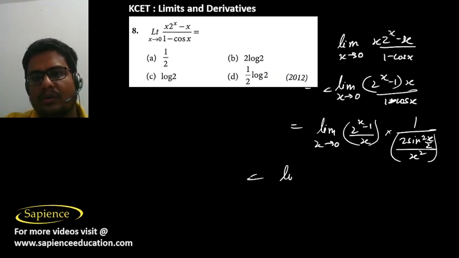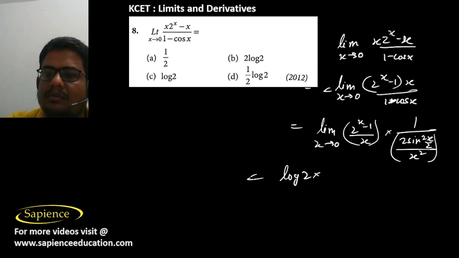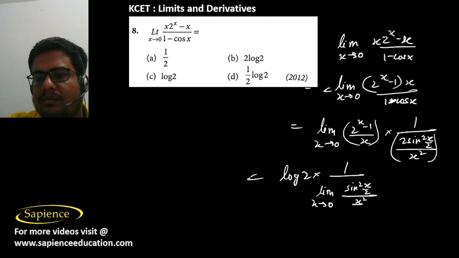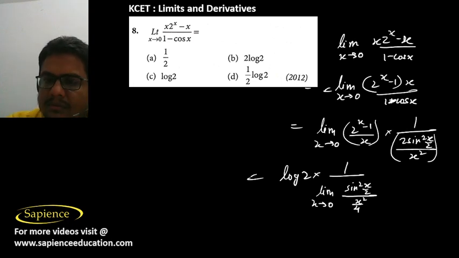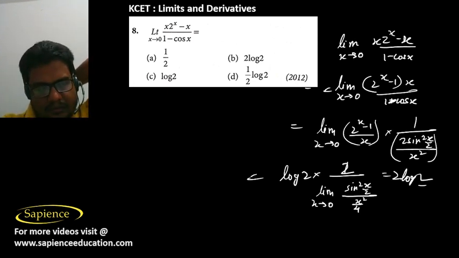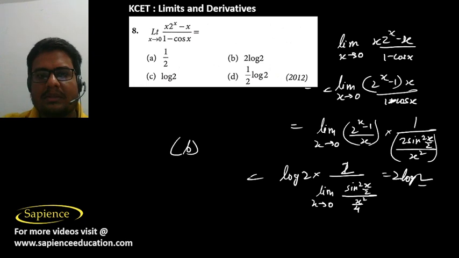So this will be log 2 and this will be 1 by limit x tends to 0 of sine square x by 2 by x square by 4. But here we have 2. So here also into 2 we have to do. So this will be 1. So this is 2 log 2. So option B is the correct answer.